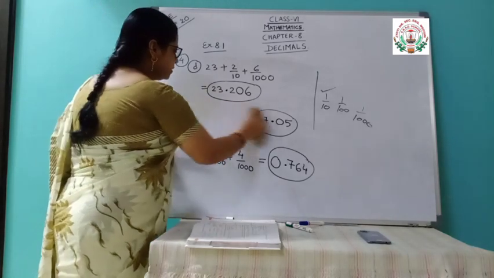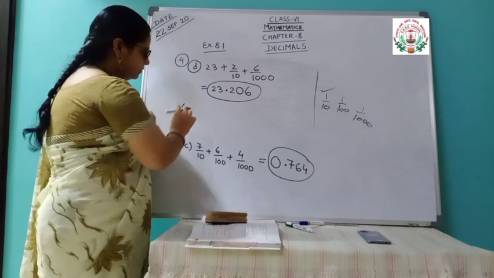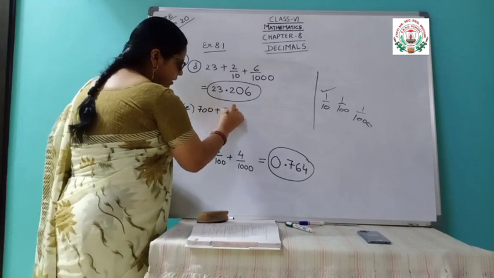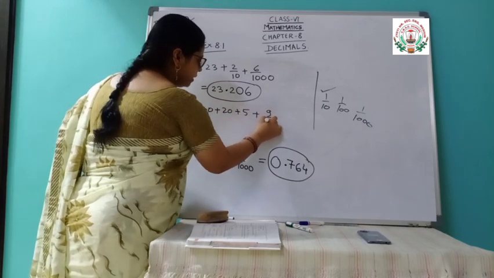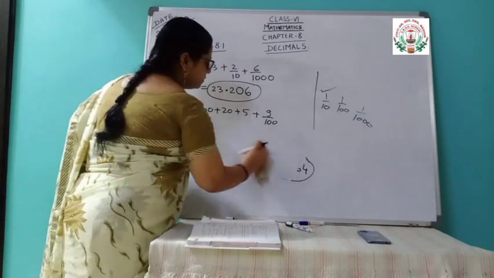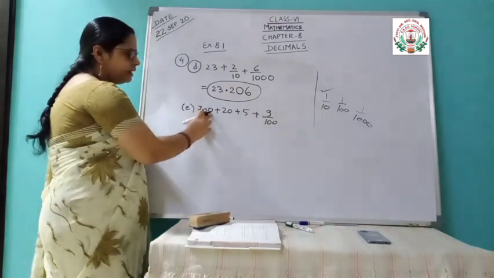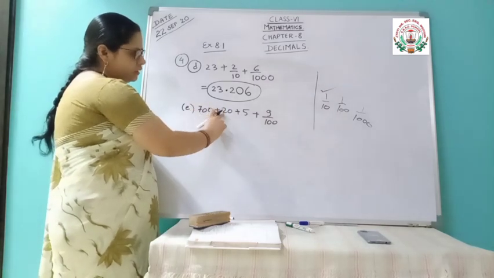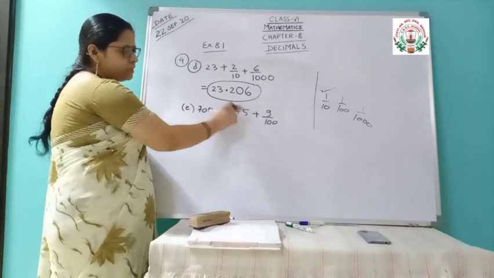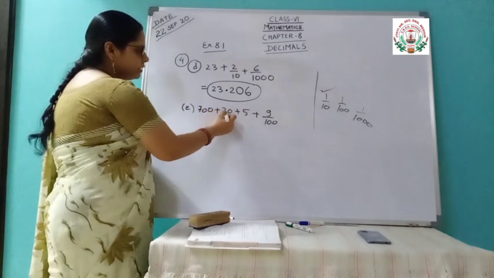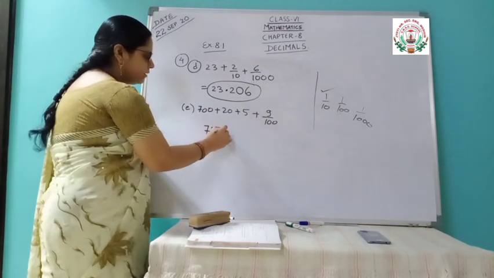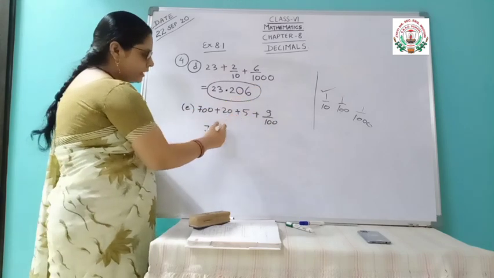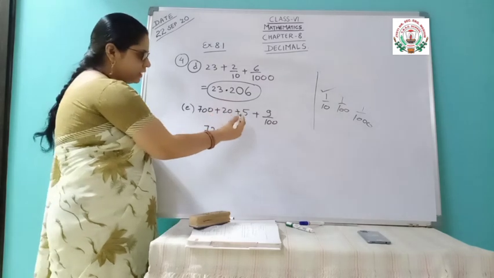Now, coming to the E part. That is 700 plus 20 plus 5 plus 9 by 100. So, 700, 3 digits, then 20, 2 digits, then 5, 1 digit. 3 digit, 2 digit, 1 digit, all in order given. So, 725. Just directly add it. No need to go for addition like writing like small kids and doing addition. Direct addition you can also do.